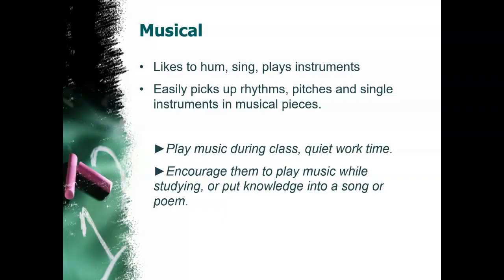Musical learners are very similar to mathematical learners because what a lot of people do not understand is that music is very much based on math. The counts, the rests, how long beats take, all of that is mathematical. But musical learners like to hum and sing. They often play instruments. They easily pick up rhythms and pitches, and they can hear individual instruments in the musical pieces. So if an orchestra is playing, a musical learner can actually hear individual instruments, like they can hear the horns, they can hear the clarinets, they can hear the cymbals, whereas a non-musical learner tends to just hear the whole thing together.